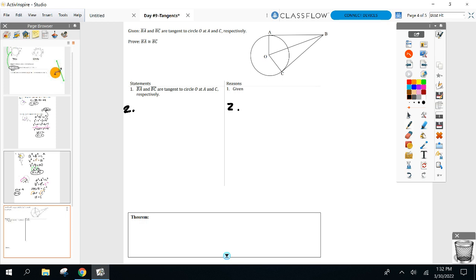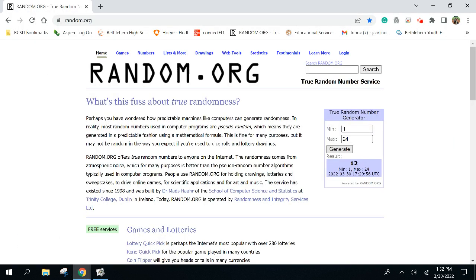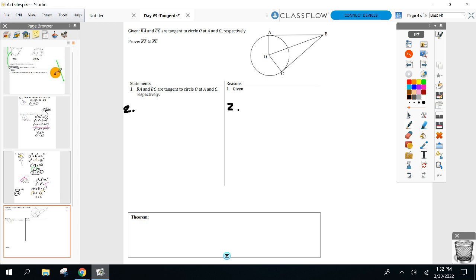All right. You guys are up. How do I get these triangles congruent? Anything you know is true right now. Anything you want to throw at me that's true about these two triangles? Angle A and angle C are right angles.